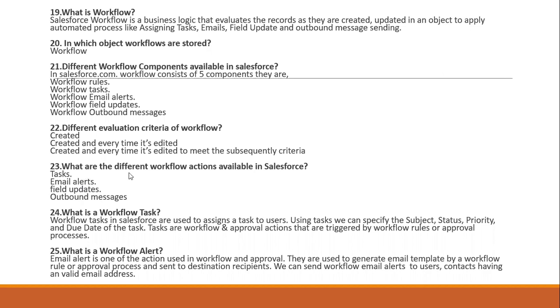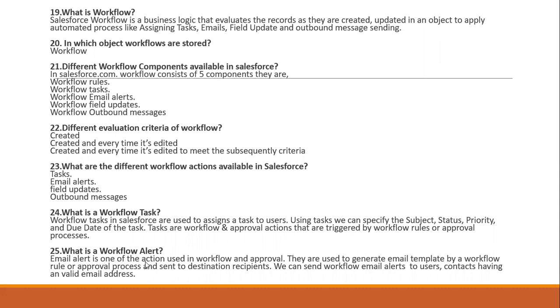Next question: what are the different workflow actions available in Salesforce? Task, email alert, field update, and outbound message. Next question: what is a workflow task? Workflow tasks in Salesforce are used to assign a task to a user. Using the task we can also specify the subject, status, priority, and due date of the task. Tasks are workflow and approval actions that are triggered by the workflow rules or the approval process.